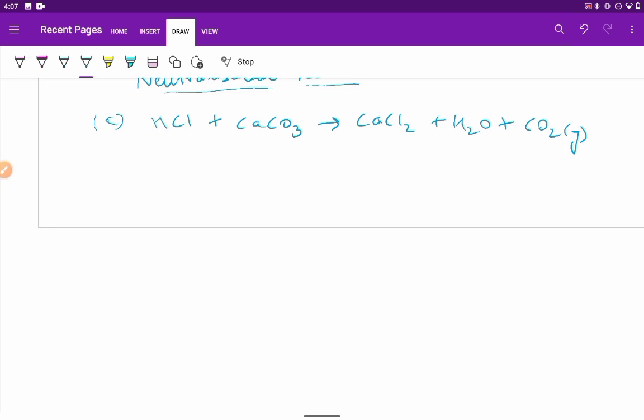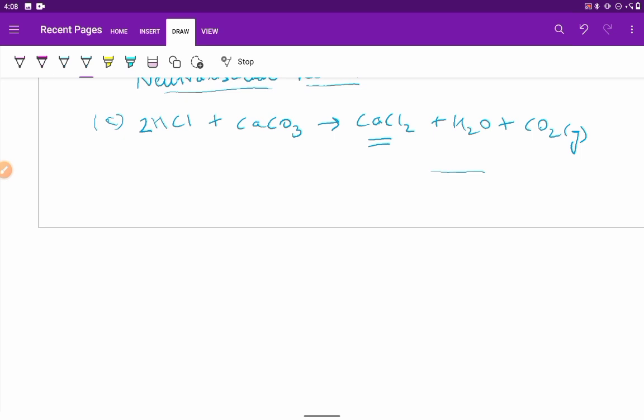So what is produced? Calcium chloride. To balance the equation, we have to write 2 here, because on the right hand side you see 2 atoms of chlorine and 2 atoms of hydrogen. So it is 2HCl plus CaCO3 gives CaCl2 plus H2O plus CO2. So this is the total equation, and it is a balanced equation. Calcium chloride is formed.